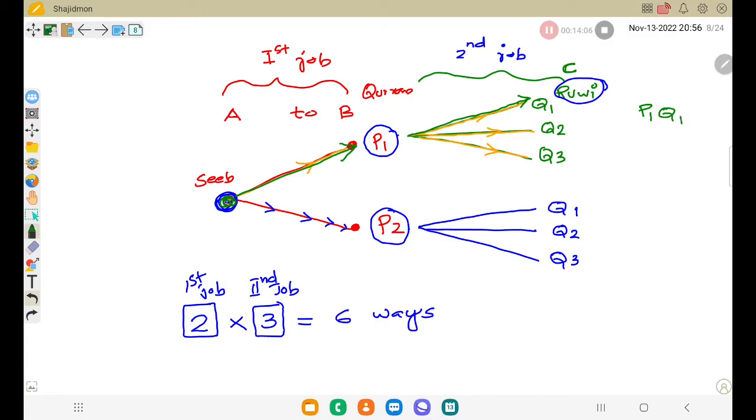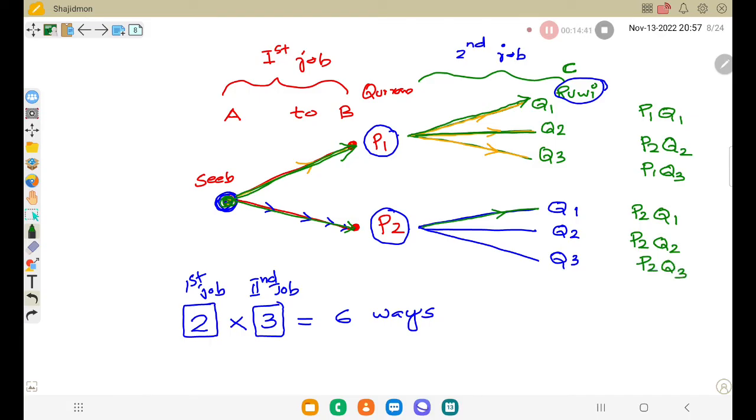What is the second option? Seeb to Kuram you go by P1, then Kuram to Ruvi you take the road Q2. So P1 Q2 is the second option. In the same way, P1 Q3 is the third option. For the next option, Seeb to Kuram you go by road P2, then Kuram to Ruvi you use the Q1 road. So we get P2 Q1 as the fourth option, P2 Q2 as the fifth option, and P2 Q3 as the sixth option.